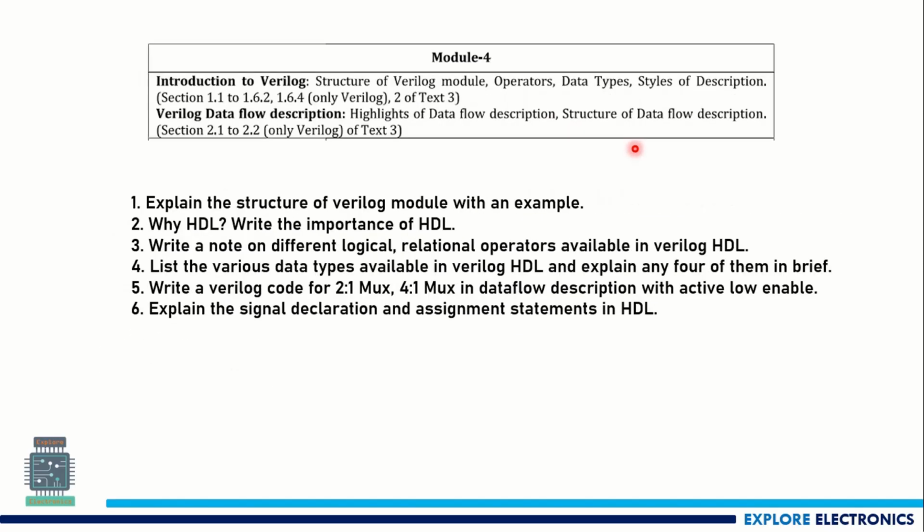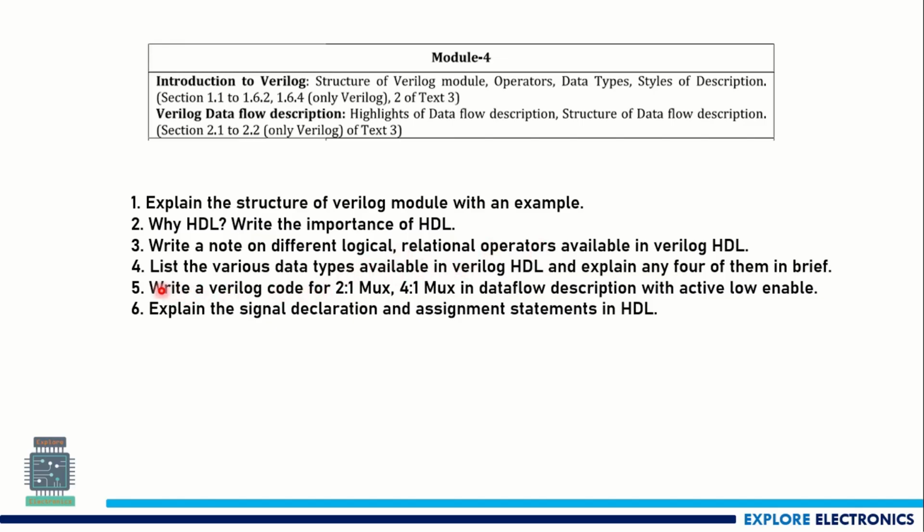Coming to module 4, module 4 is coding, Verilog programming. Here, starting from introduction to Verilog, they may ask to write the structure of Verilog module with an example. Here you can take a simple example of half adder or full adder and explain what all things are present in a Verilog module. And this question is rarely asked, but you may get a question on importance of HDL for 4 to 5 marks. A note on different logical and relational operators may be asked, and different data types.